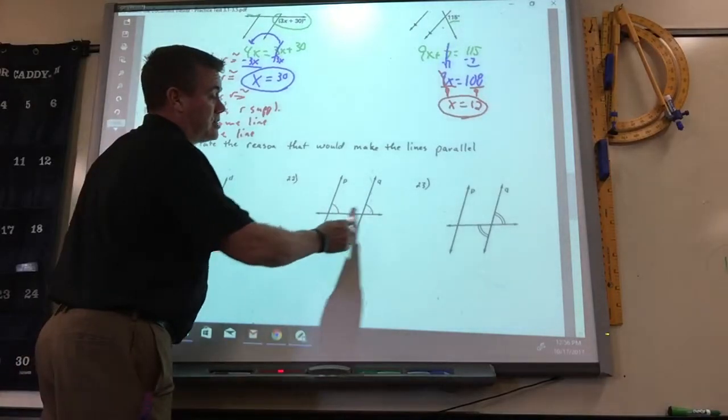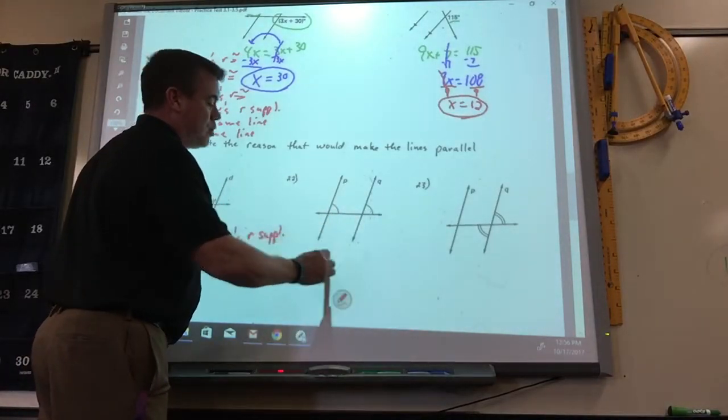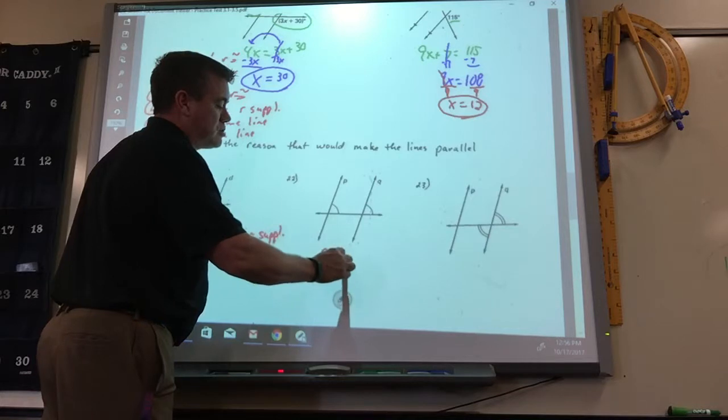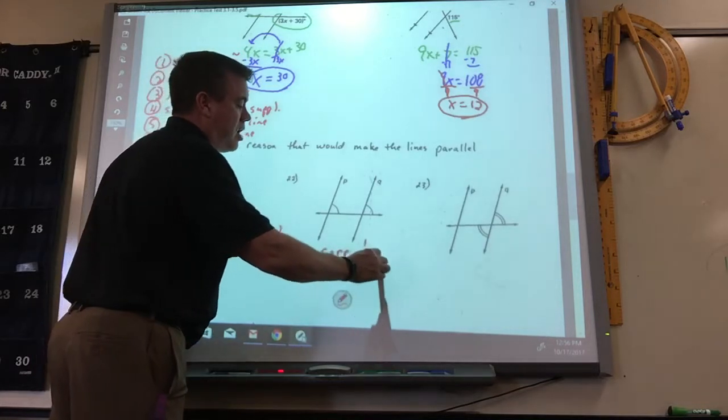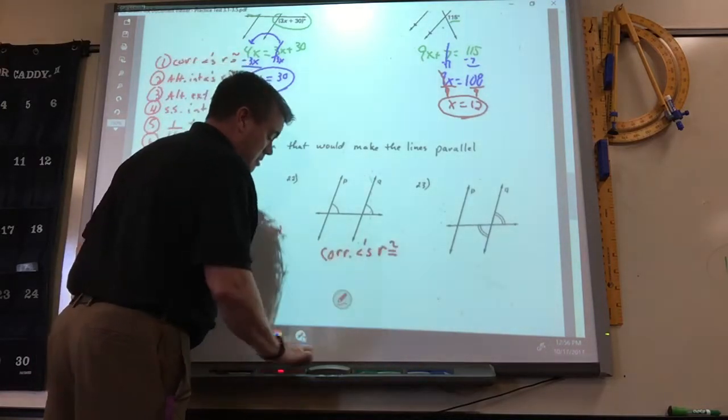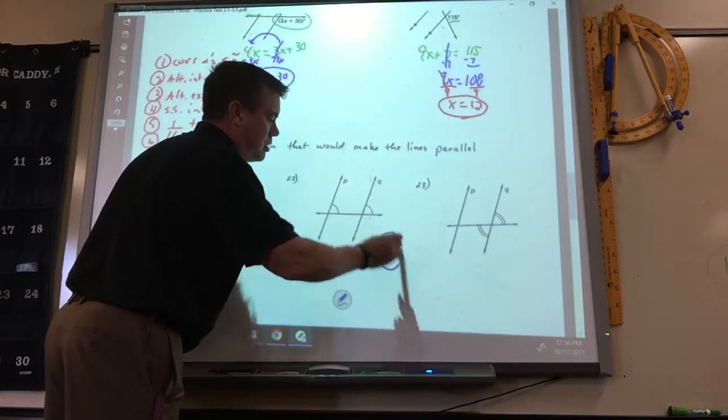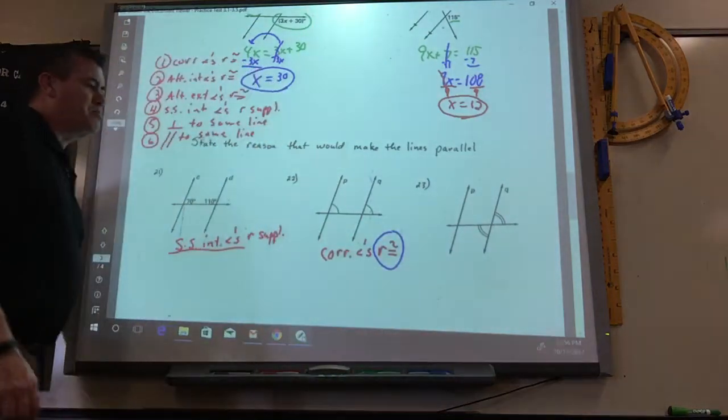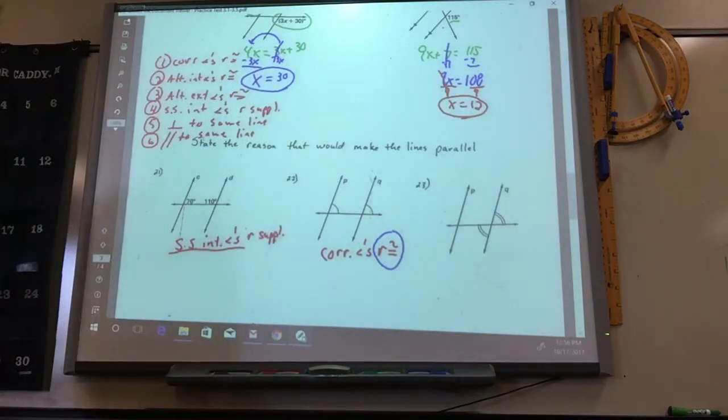Twenty-two, what kind of angles are these? Corresponding, and they're equal. So corresponding angles are congruent. Again, you got to put that they're congruent. Don't just put corresponding angles. You could put equal.